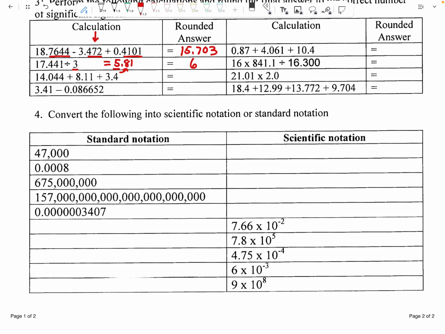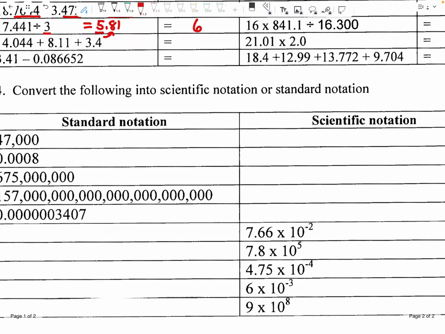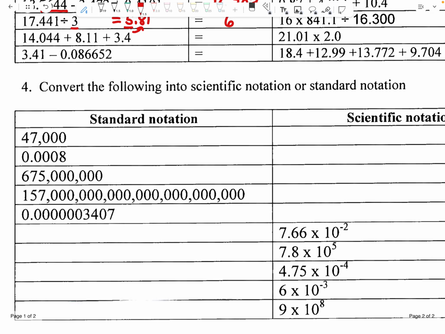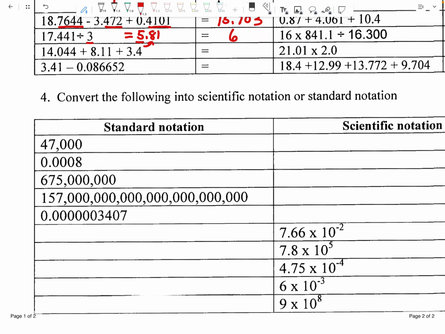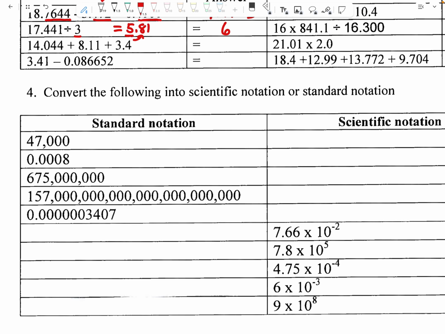So now we are converting the following into scientific notation, or getting it out of scientific notation and putting it into standard notation. Here we have the standard notation of the first one, 47,000.